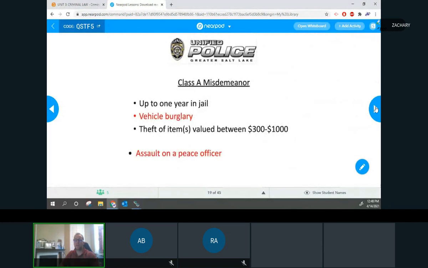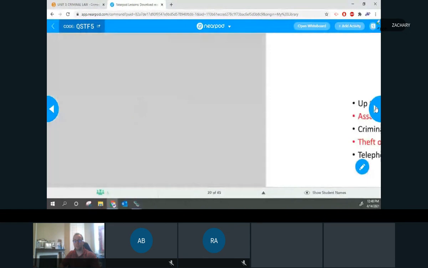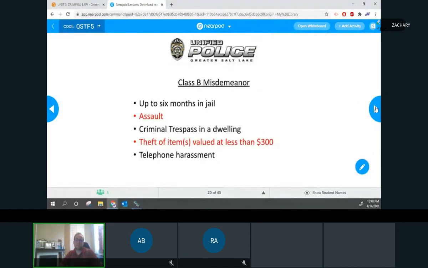A Class A misdemeanor is up to 1 year in jail. Vehicle burglary, theft of items valued at $300 to $1,000, or an assault on a peace officer, which means a police officer, okay, or some type of law enforcement. Class B is up to 6 months in jail.